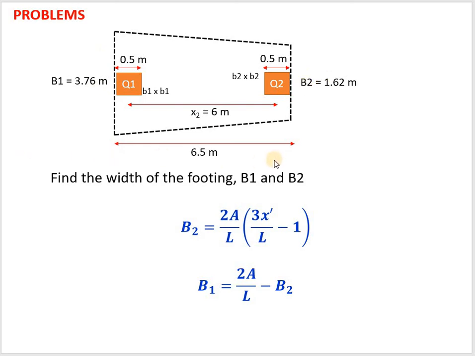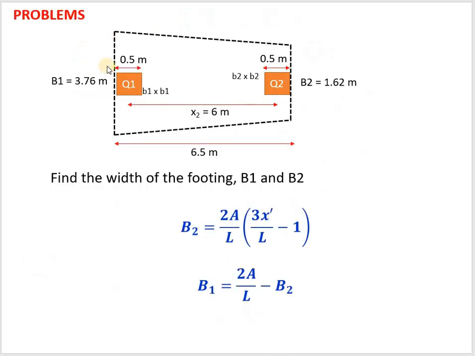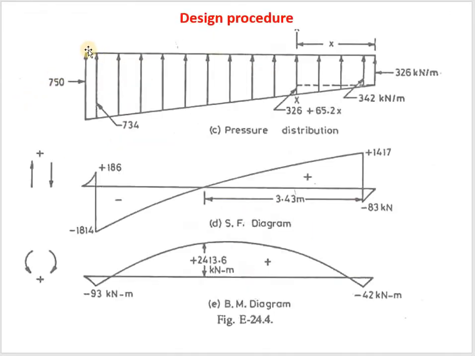These are the two expressions used to find the widths of the trapezoidal footing. Length is already given. Using these expressions, I got B1 as 3.76 meter and B2 as 1.62 meters. So this is how you find the dimensions of the trapezoidal footing. Now another interesting part is, as the widths B1 and B2 are different, the pressure will also be different. That is, you have a varying pressure here.